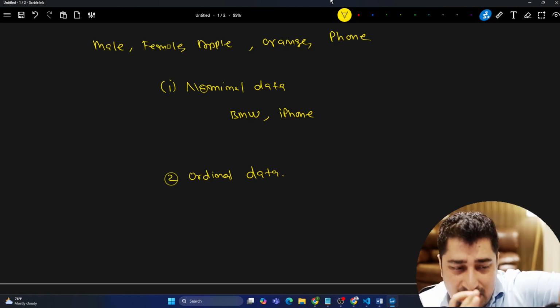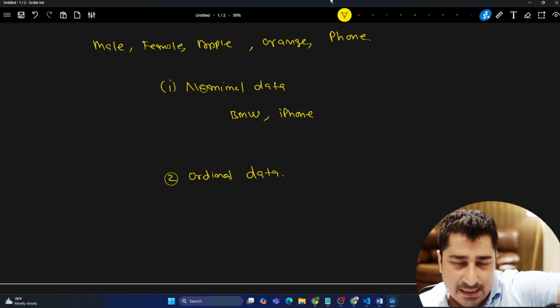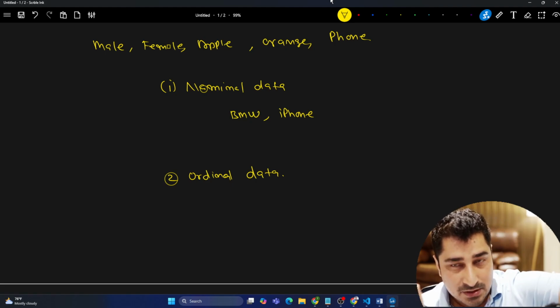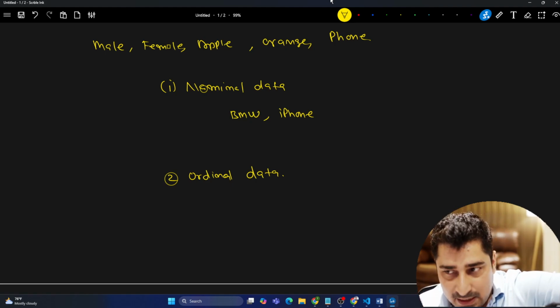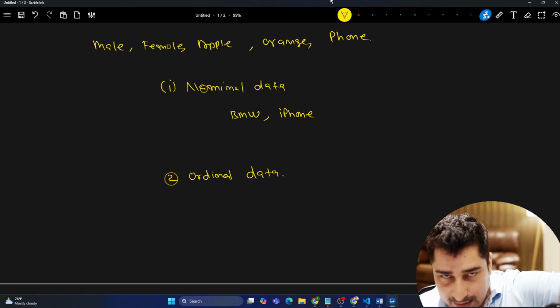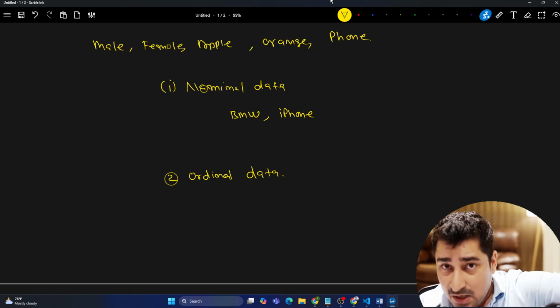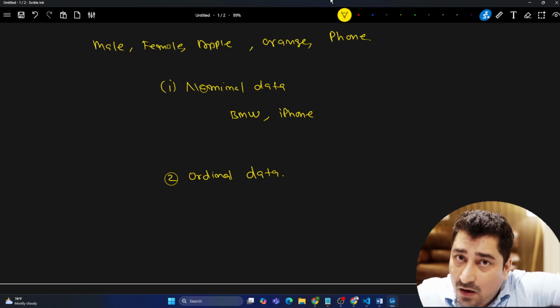Ordinal means I will be able to order the particular data. See, I can't order a BMW, Toyota. Order means like ascending order, descending order, maybe a comparison order. I will not be able to do that, right? I can't say that BMW is greater than or equal to Toyota. I can't do that comparison, right? It's a separate category that we're talking about. So in the case of nominal, you will not be able to arrange the data into a certain order. But when we talk about ordinal data from this qualitative data, I will be able to make an order out of it.